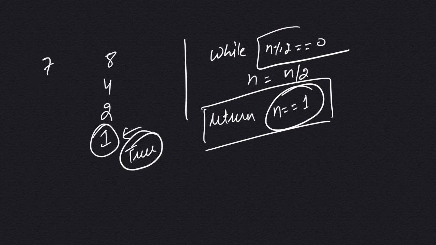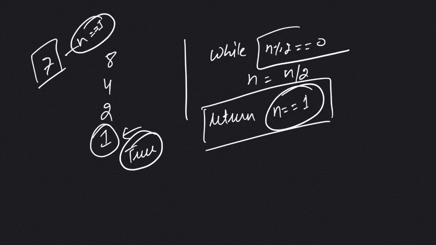So let's see, we had 7. 7 modulus 2 is not equal to 0. It's equal to 1. So we will simply check whether given number n is equal to 1 or not. And for that we will simply return false.